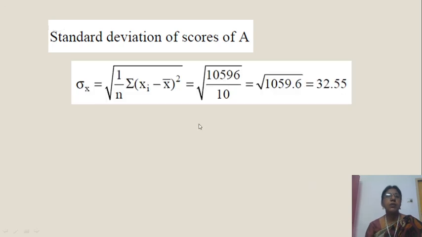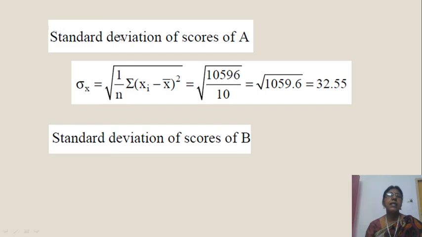Now the SD of scores. What is the SD of scores? Use the mean method. So the standard deviation for X is the root of 1 by N sigma XI minus X bar squared. That is, the variance is sigma squared, so the SD is its root. Okay, we have not been given frequencies, only XI values. That's why we use this formula for the SD of X, sigma X. Substitute these values, you get 32.55.